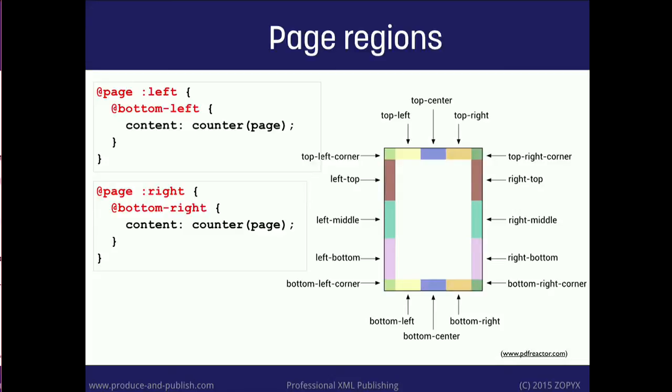Next slide is about the page model or page regions in CSS Paged Media. CSS Paged Media defines several page regions of a page. Of course, you always have the main content slot, and then you have named slots like top left corner, top left, top center, and so on.